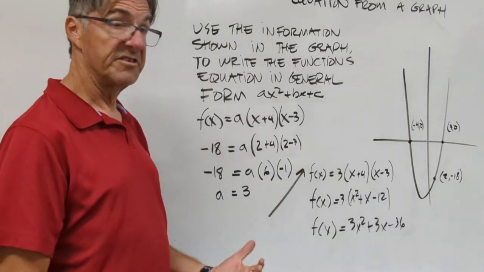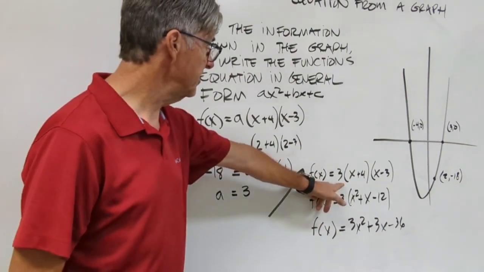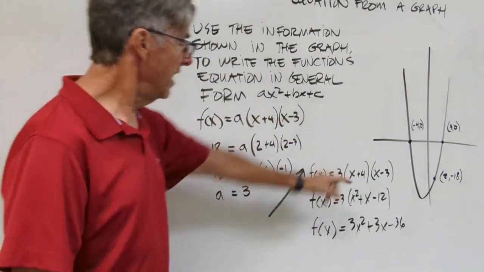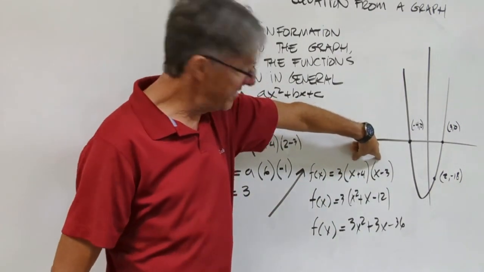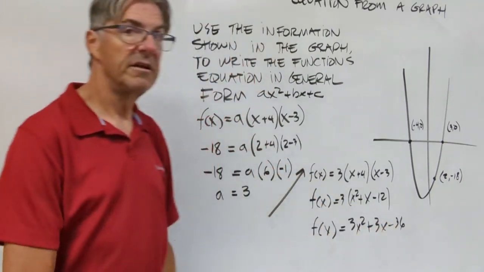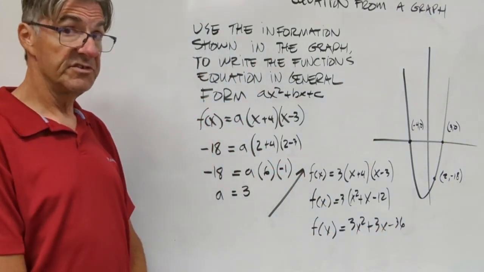So now, pause the video and finish creating the function's equation in that form. All right, so all I did was I plugged my 3 in here in my factored form. I expanded my binomials, multiplied them out, multiplied the 3 on through, and there is my function's equation.